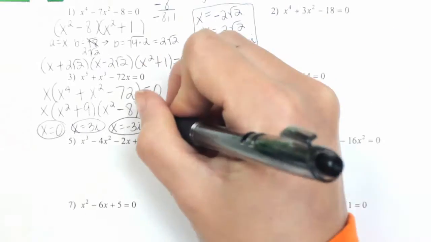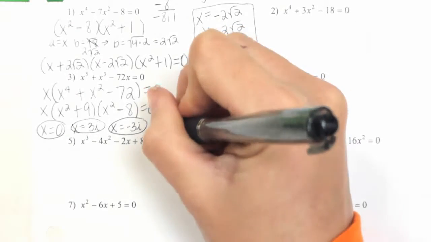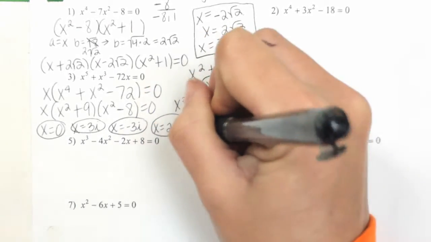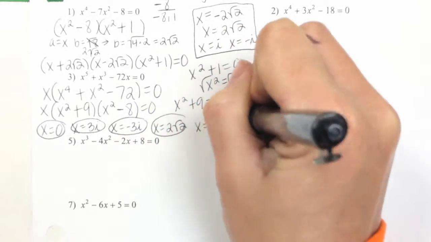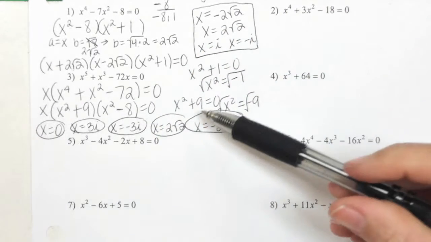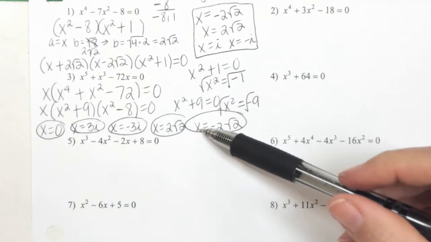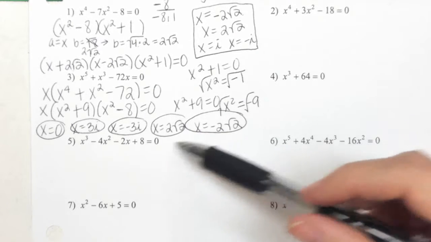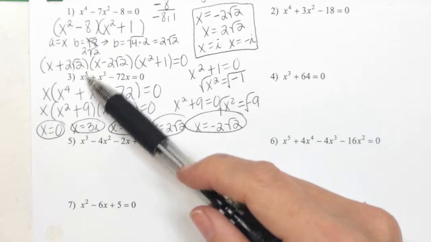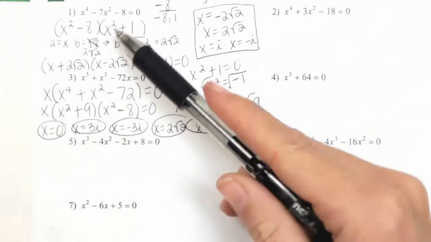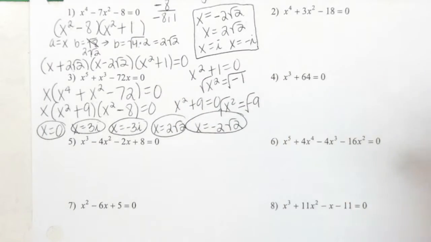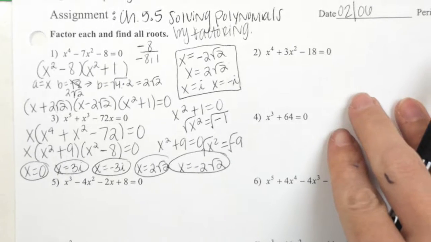So one of them will be x equals 2 square root of 2, and x equals negative 2 square root of 2. So this polynomial has 5 roots. Who would have thunk it? The highest exponent is 5, and it has 5 roots. The highest exponent is 4, and it has 4 roots. Just pointing those out.